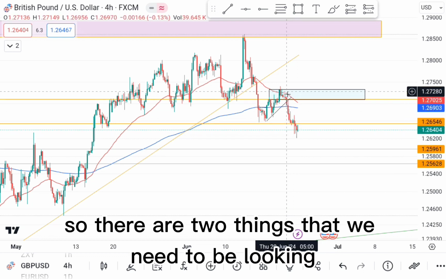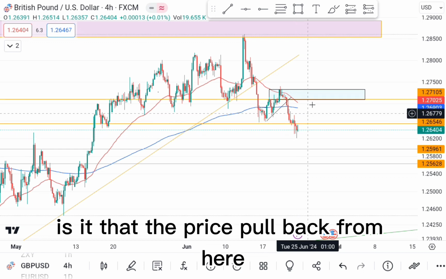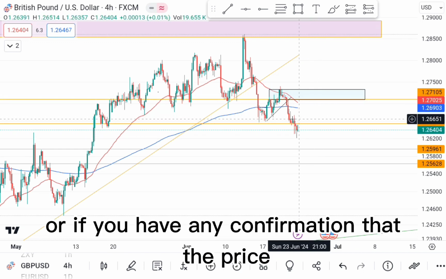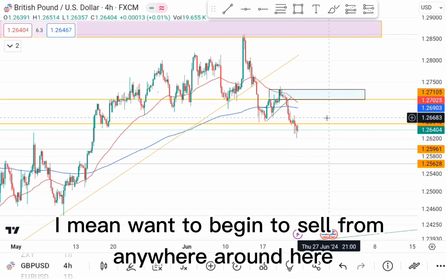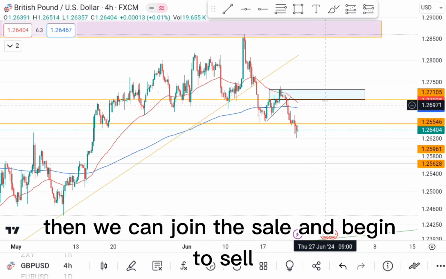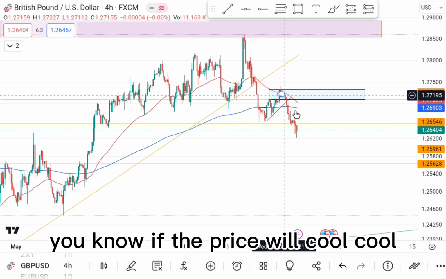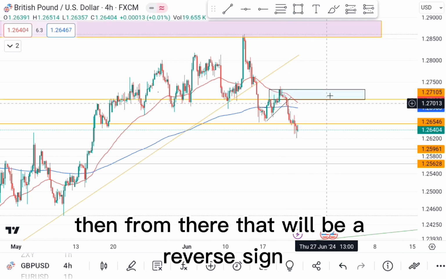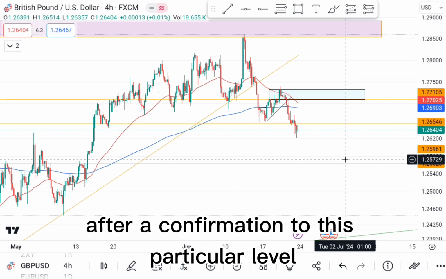There are two things we need to look at here. Does the price pull back from here to test this particular place, or do we have any confirmation that the price wants to begin to sell from anywhere around here, so we can join the sell? If the price pulls back to this place, that will give me a double top, which is a reversal sign, and I will be able to join the sell after a confirmation at this level.